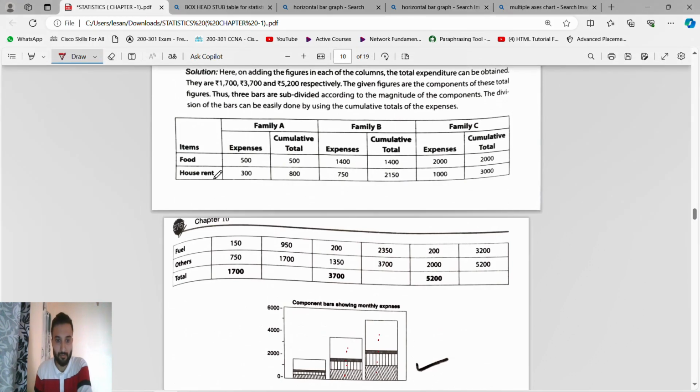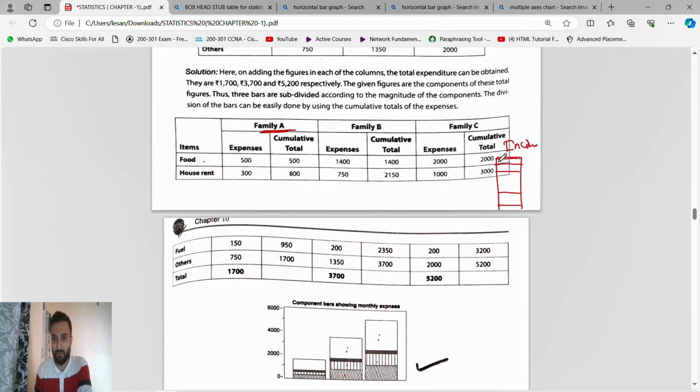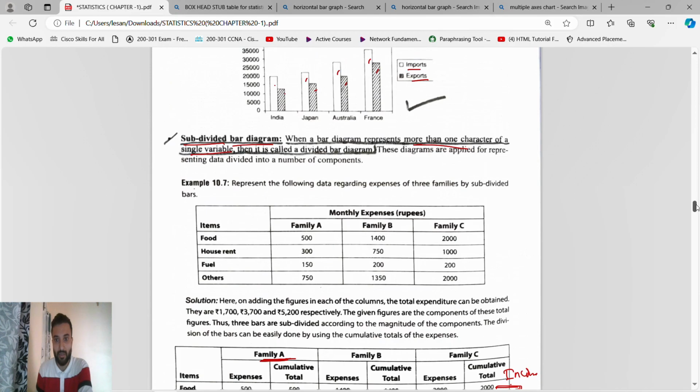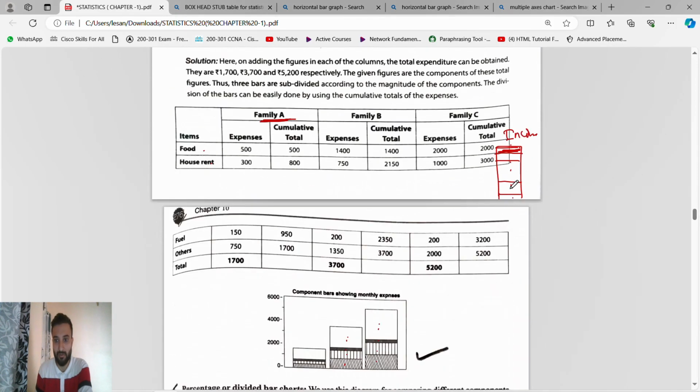Suppose the items are food, household. Suppose for a family A, they are making a bar for family A. Family A's income is this much. In that, this much is for the food, this much is for the medicine, this much for the studies, and this much is for fuel. So this much is the saving. That is what they mean by more than one character in a single variable. So see, this is a single variable, and we have more than one character.